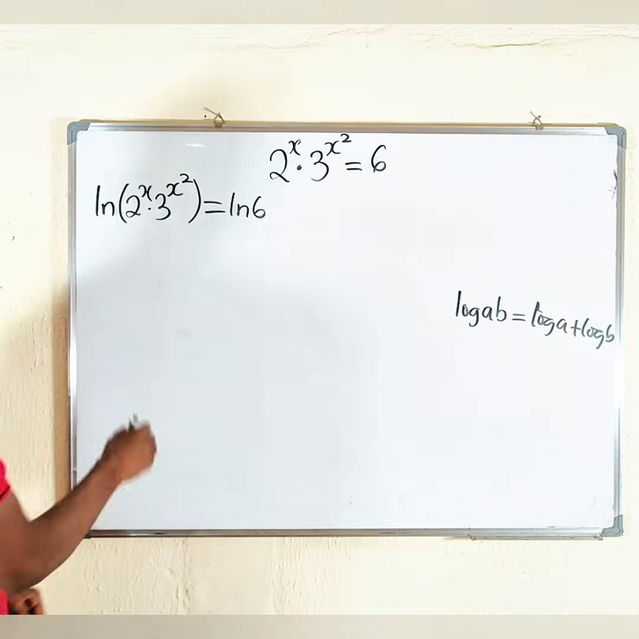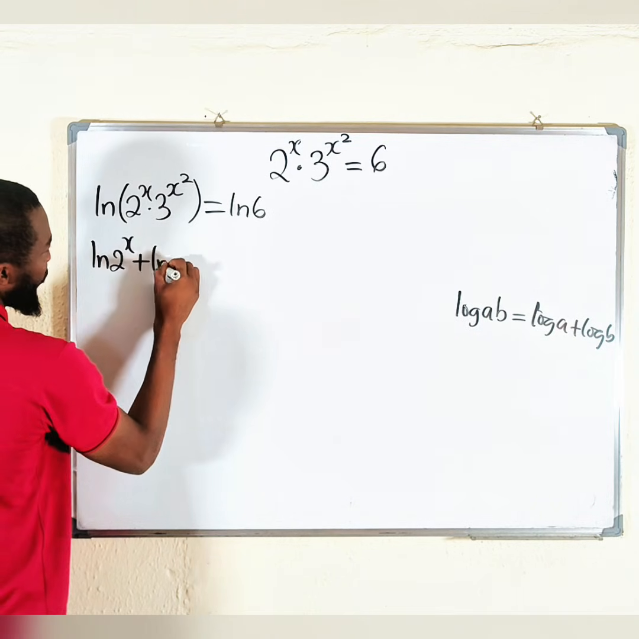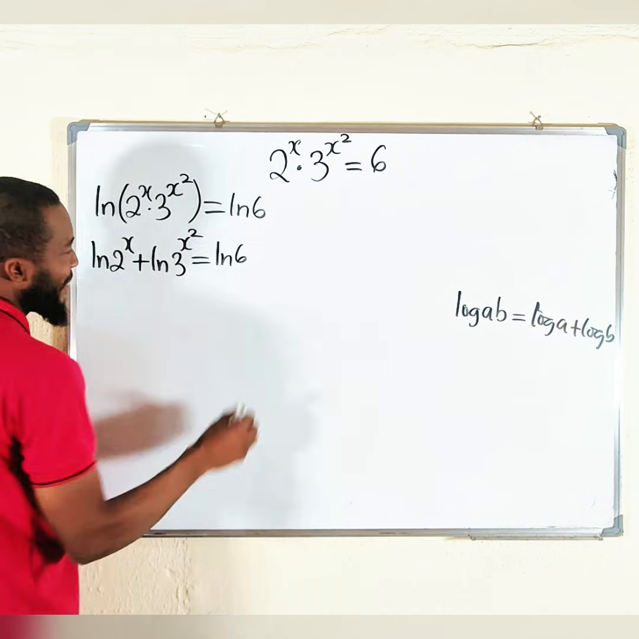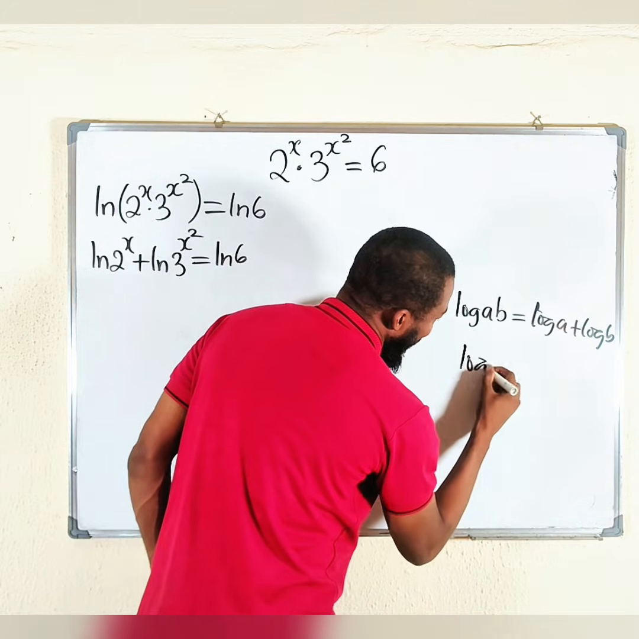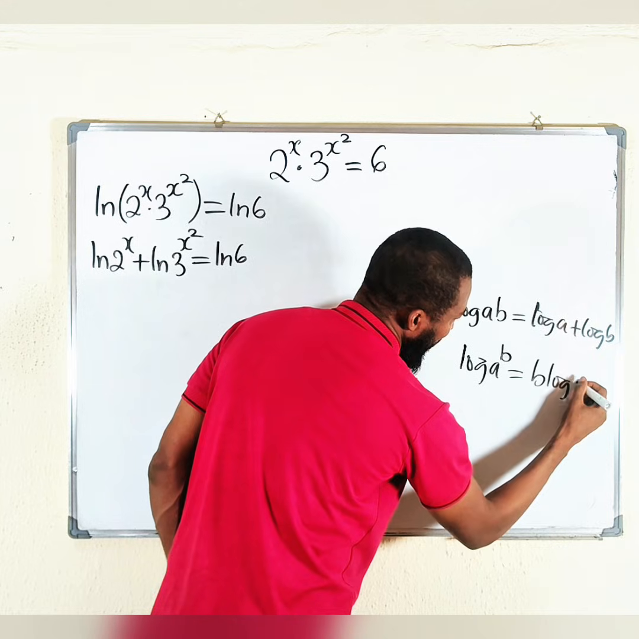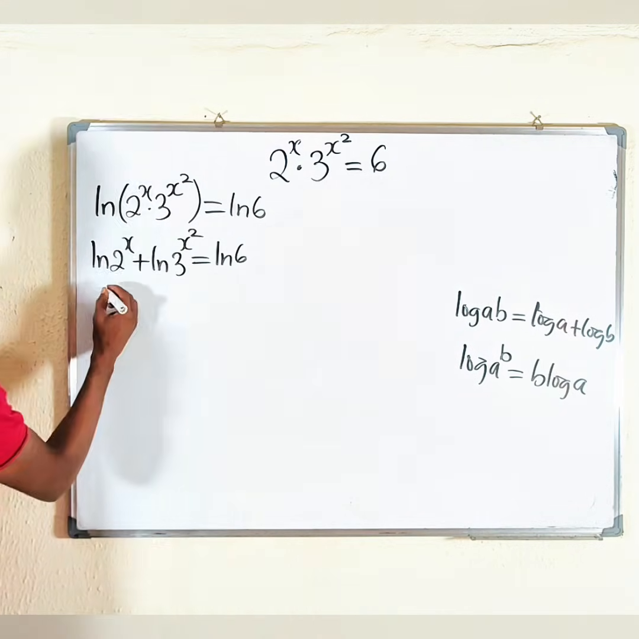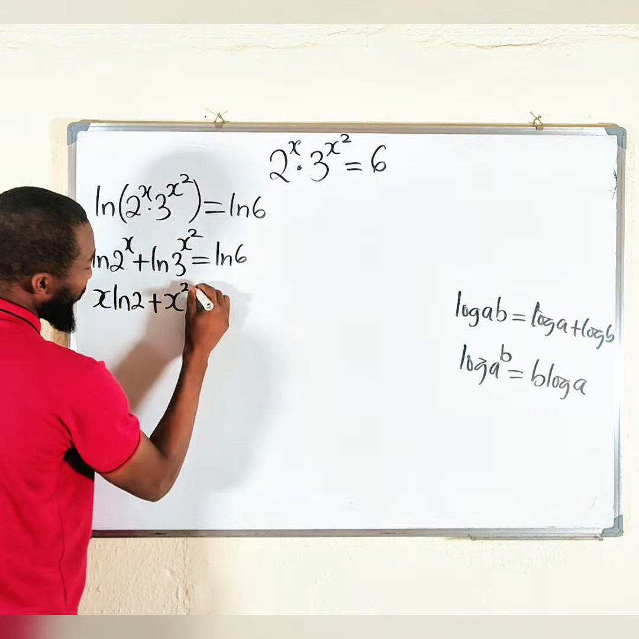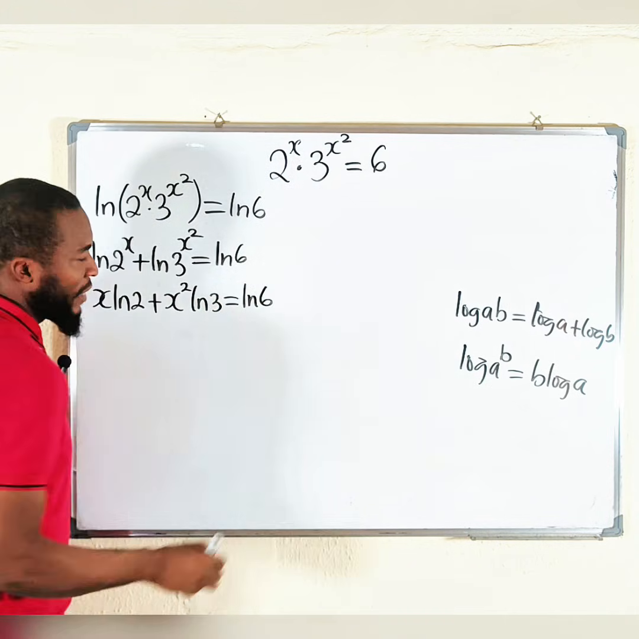Since we have a product, we have natural log of 2 to the power of x plus natural log of 3 to the power of x squared, and this is still equal to natural log of 6. Another law of logarithm stated that if you have log of a raised to the power of b, this is the same thing as b times log of a, right? So these exponents can drop down to multiply. So you have x natural log of 2 here plus x squared times natural log of 3, and this is equal to natural log of 6.